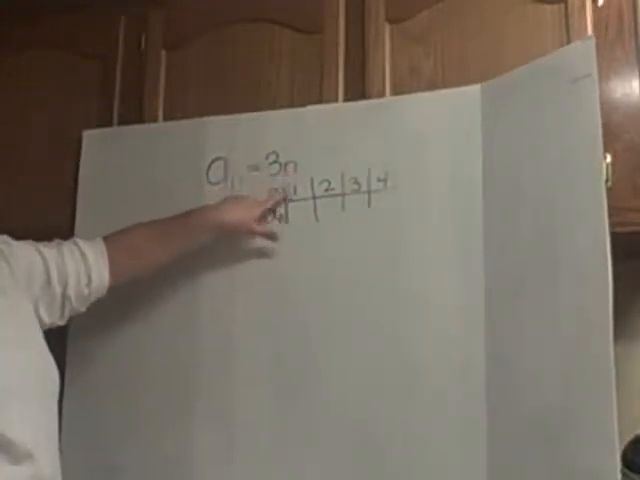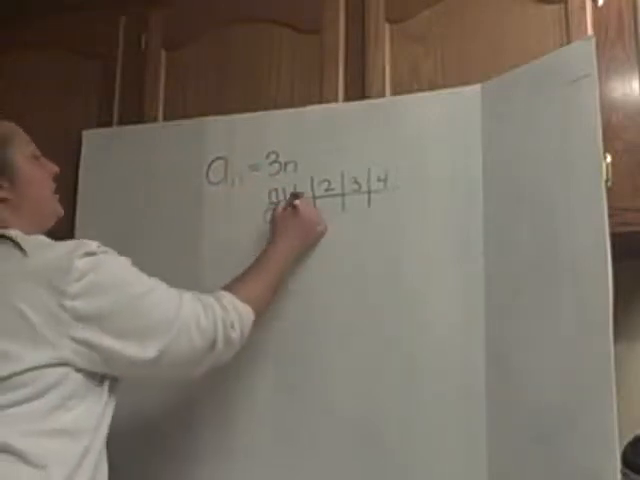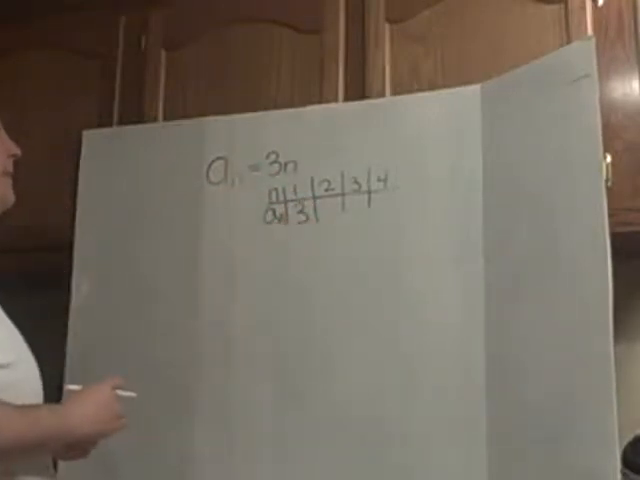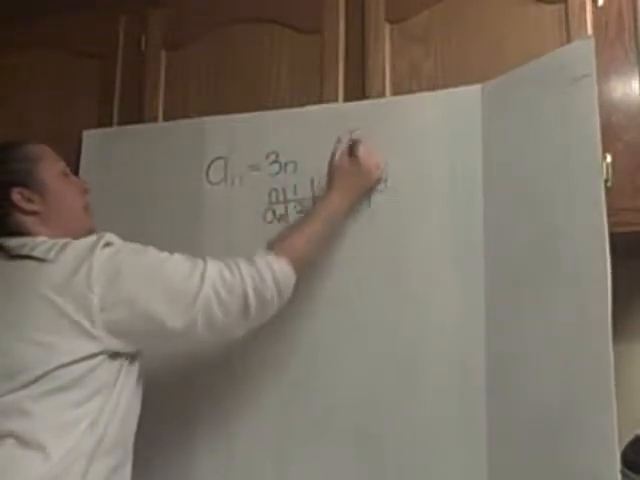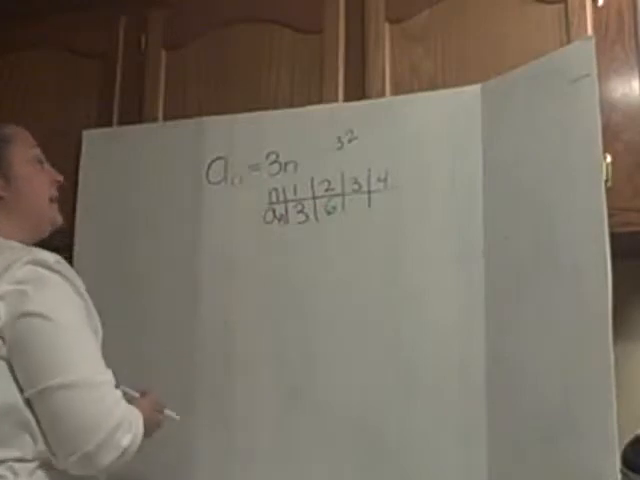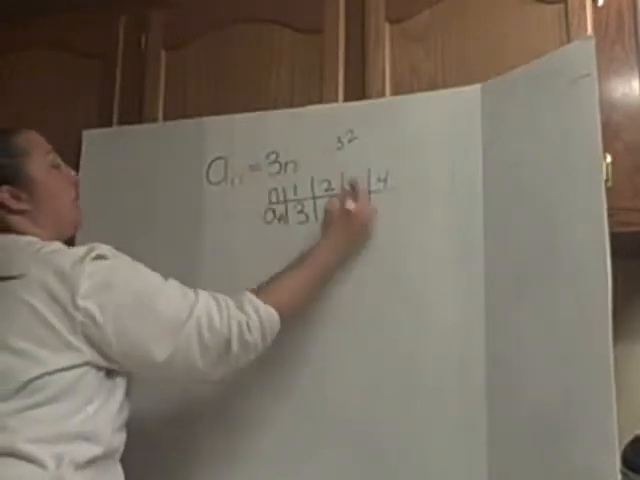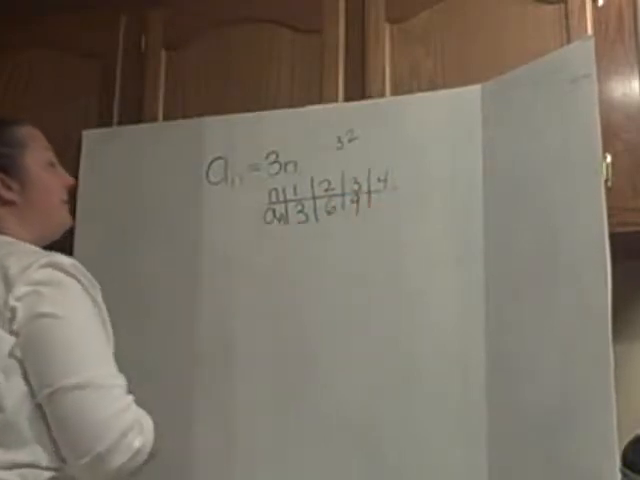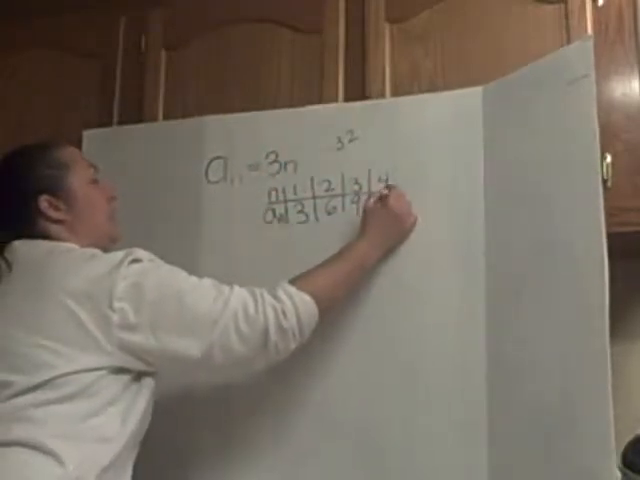When I let n equal 1, it becomes 3 times 1, which is equal to 3. When I let n equal 2, it becomes 3 times 2, which is equal to 6. When I let n equal 3, it becomes 3 times 3, which equals 9. And when I let n equal 4, it's 3 times 4, which is then 12.